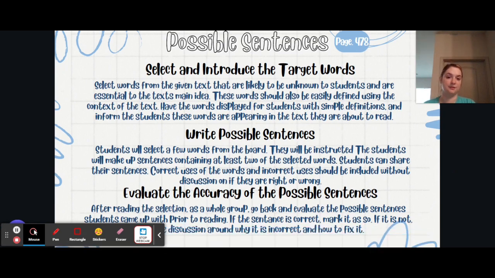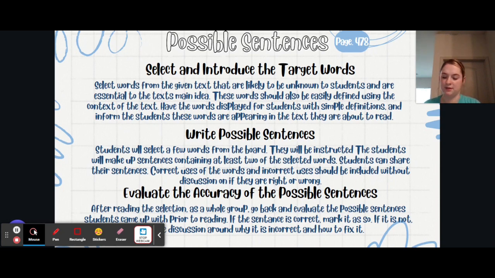Possible sentences is another form of lesson models provided in the chapter. Possible sentences is a method of pre-reading which requires students to understand vocabulary words and use them in a sentence. To use this, you'd want to start by selecting and introducing the target words. Select words from the given text that are likely to be unknown to students and are essential to the text's main ideas.